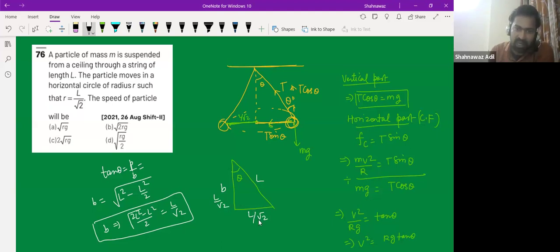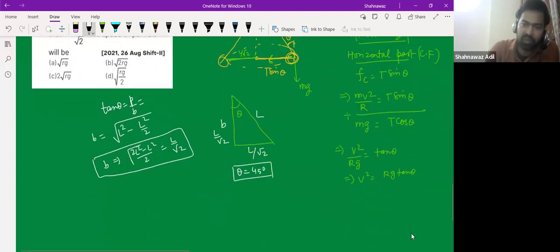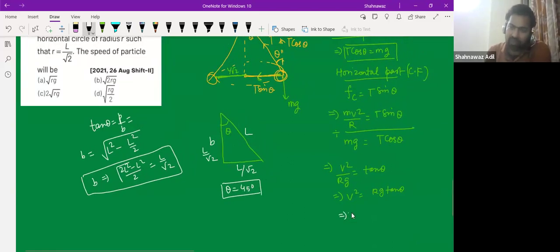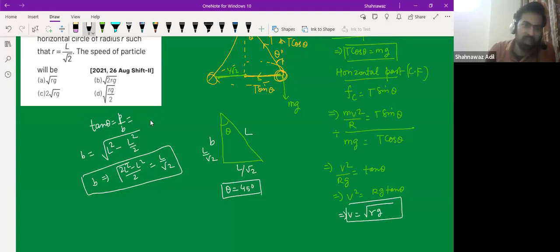So both of these are equal. Perpendicular and base are equal in a right angle triangle. When does that happen? When you have an isosceles right angle triangle. So theta is 45 degrees, which means tan 45 is 1. So you will have v square as rg, right? And why didn't they put the value of r? Because r we already know, that is L by root 2. So this would be the answer.